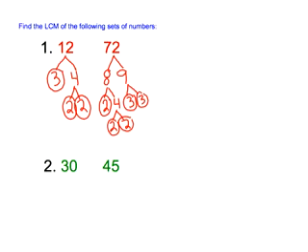So the next step is going to be to make a chart over here. So step one was prime factorization. Step two is make a chart. So we're going to make a chart over here that has 12 and 72 in it. So 12 and 72.